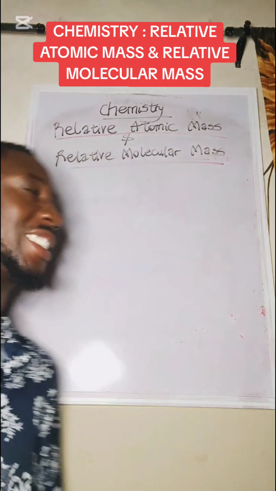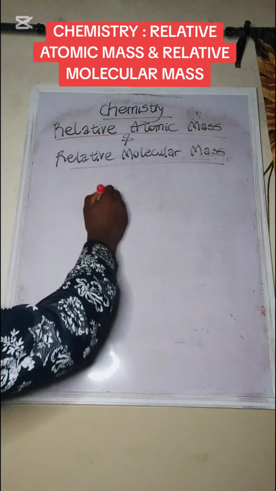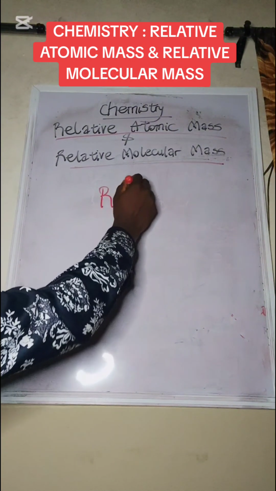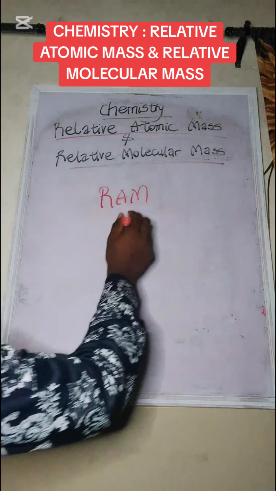In today's chemistry class we'll be discussing relative atomic mass (RAM) and relative molecular mass (RMM). The relative atomic mass of an element is the average mass of one atom on a scale in which one atom of carbon-12 weighs 12, and it has no unit.